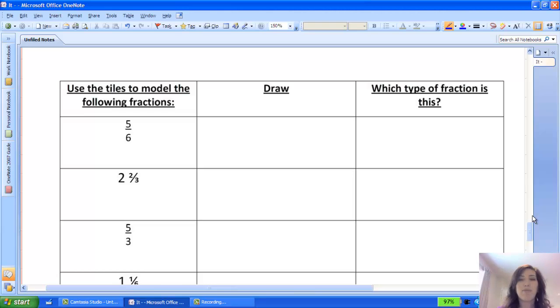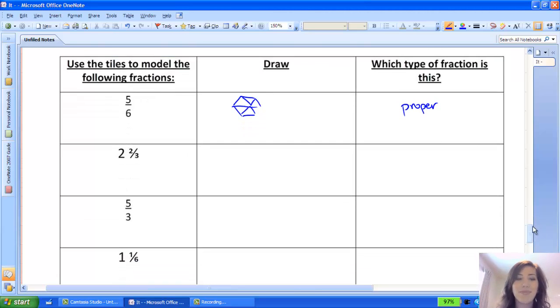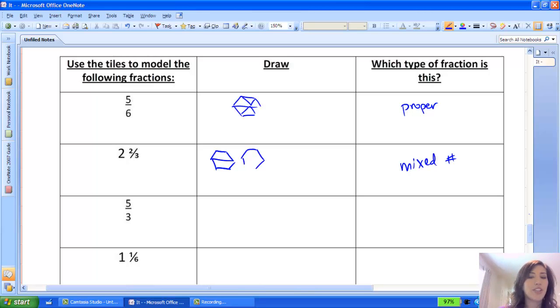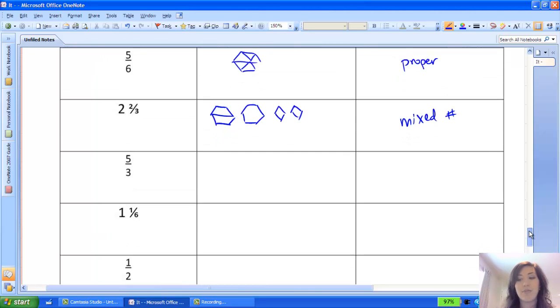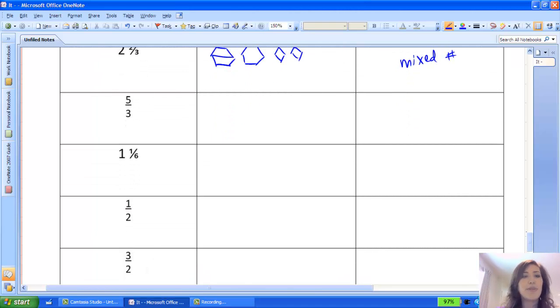The first one, we could model 5 out of 6 if we did our triangle blocks. 5 out of 6, and this is a proper fraction. 2 2/3, this is a mixed number. And we could draw this by 2 wholes, however you want to, hexagons, trapezoids, and then 2/3 we could either do parallelograms or triangles. This one, 5 over 3, because the numerator is bigger, we know this is an improper fraction. And so we need to change this to a mixed number before we can model it.